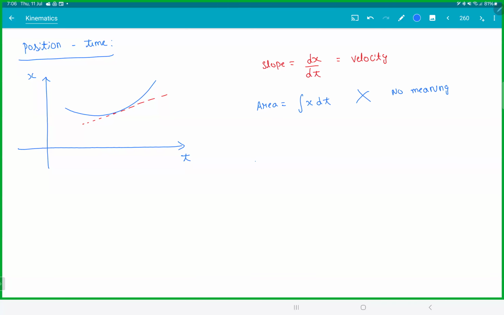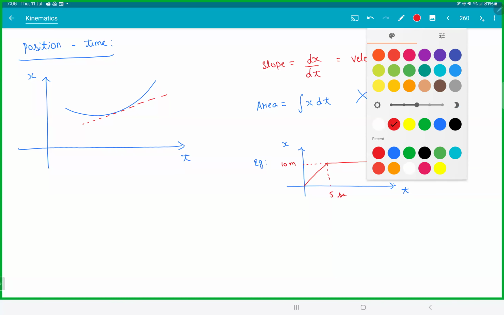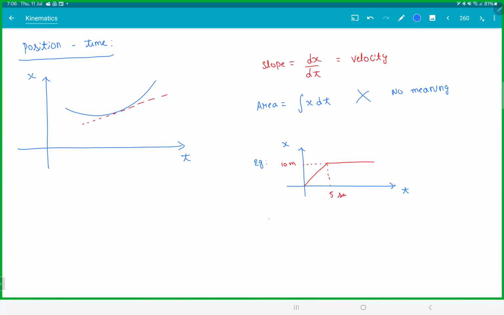Example: see how we can interpret this data. If someone gives you a graph like this, seeing this graph, what is it saying? This graph is saying the body starts from the origin with speed.